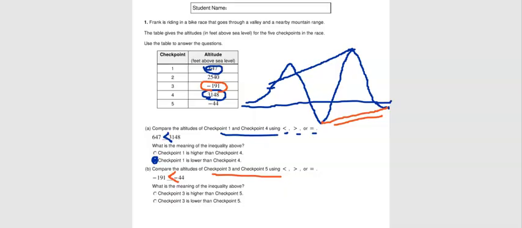So what is the meaning of the inequality above? Checkpoint 3 is higher than checkpoint 5. Is that true? Or checkpoint 3, which is this one again, is lower than checkpoint 5. That one has to be the answer to this one. Checkpoint 3 is lower than checkpoint 5. All right, so that is the first one, and if you have the packet, I'm going to recommend that you go ahead and draw this out so you have this image for referencing for the future. You guys can utilize that for the next time you see a problem just like this one.